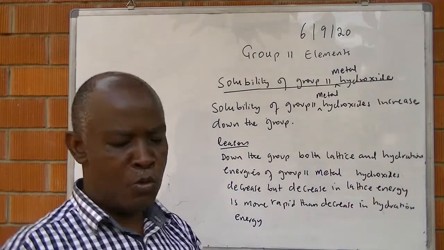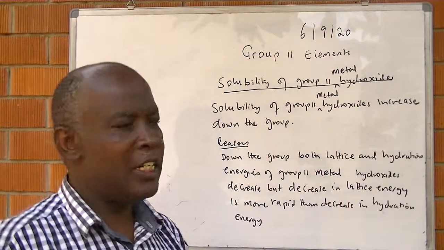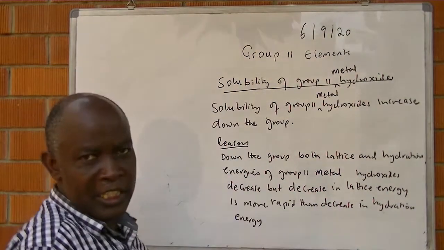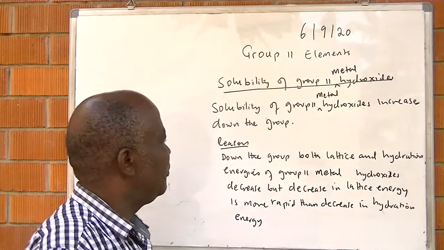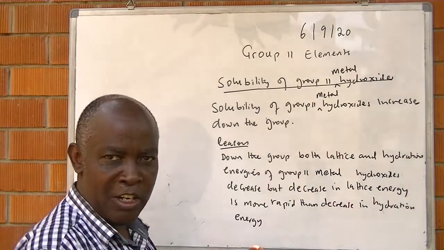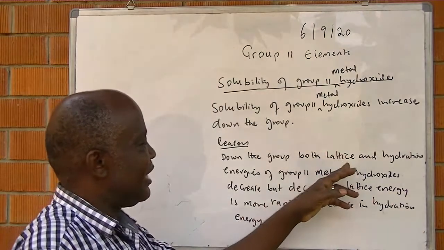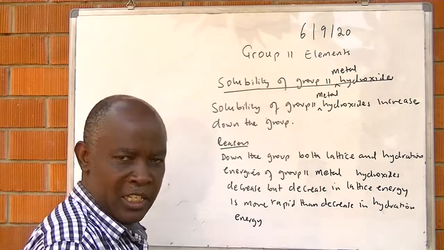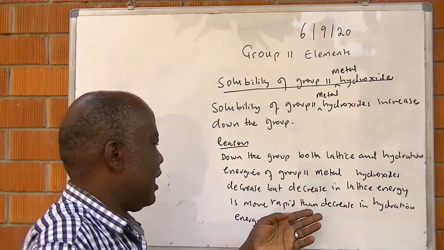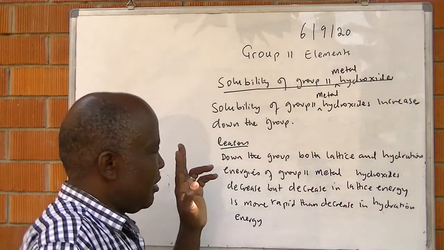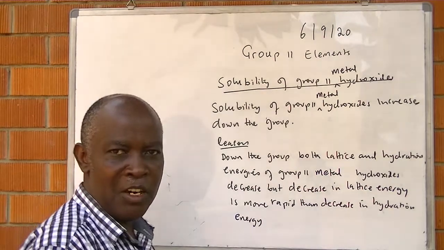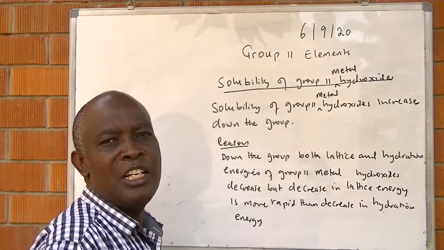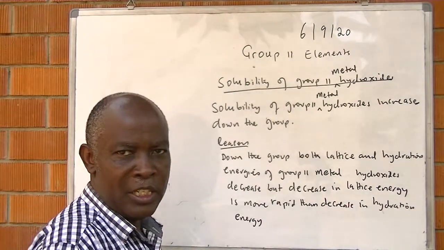Solubility of group 2 metal hydroxides. The solubility of group 2 metal hydroxides increases down the group. The reason is that down the group, both lattice energy and hydration energy of group 2 metal hydroxides decrease. But the decrease in lattice energy is more rapid than the decrease in hydration energy. Of course, when the lattice energy decreases, solubility increases.